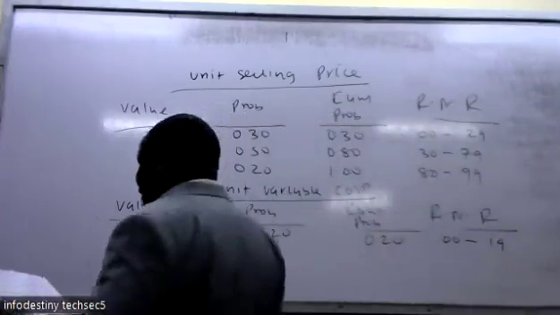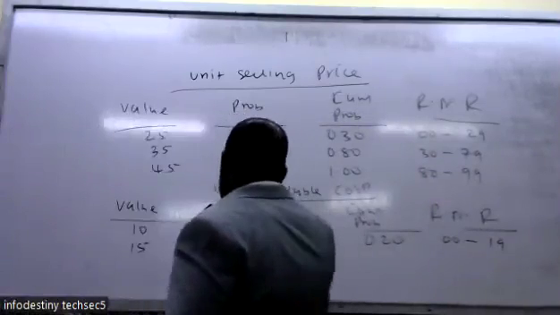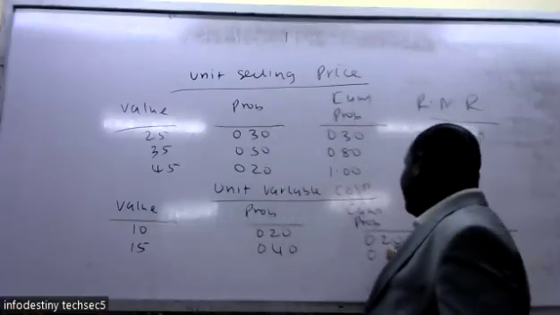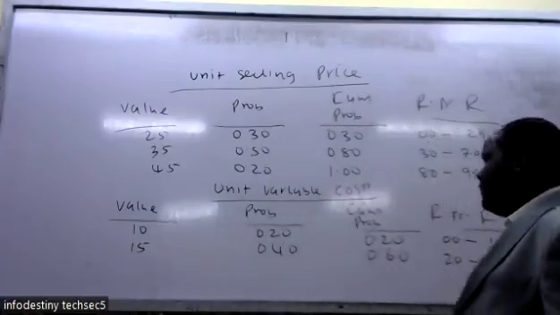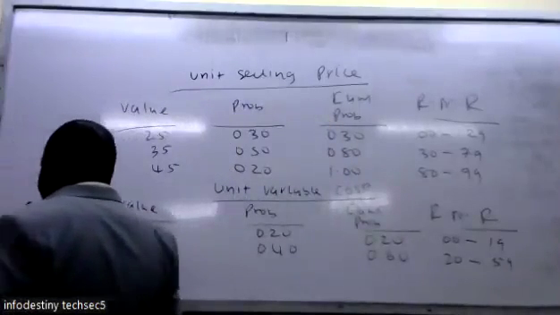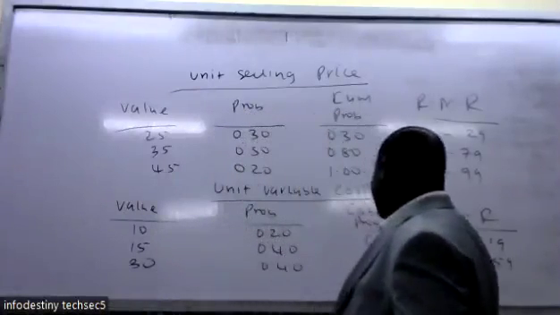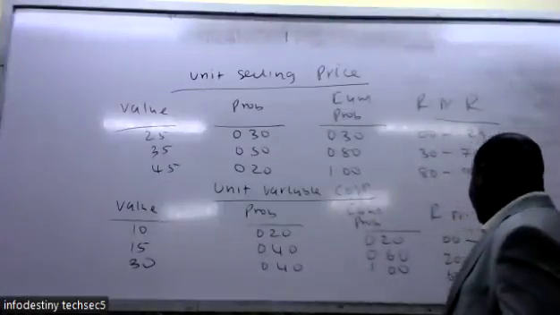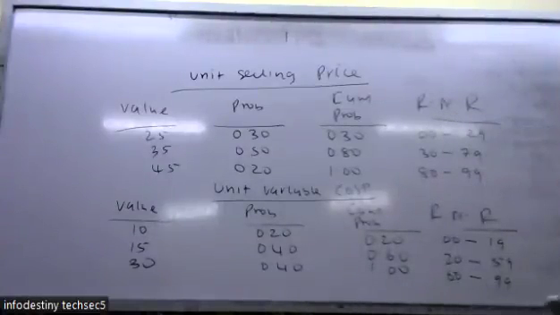The next one is meant to be 15. So 0.4. So cumulative will be 0.6. So that we start from 20 to where? 59. The next one is 30. Probability is 0.40, which will give us 1.00. Then the range will start from 60 to where? 99. So that is now for the unit variable cost.